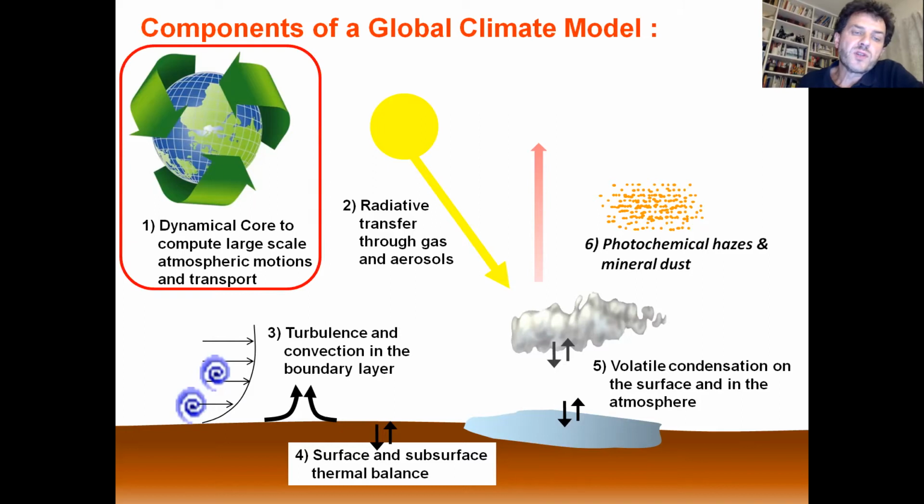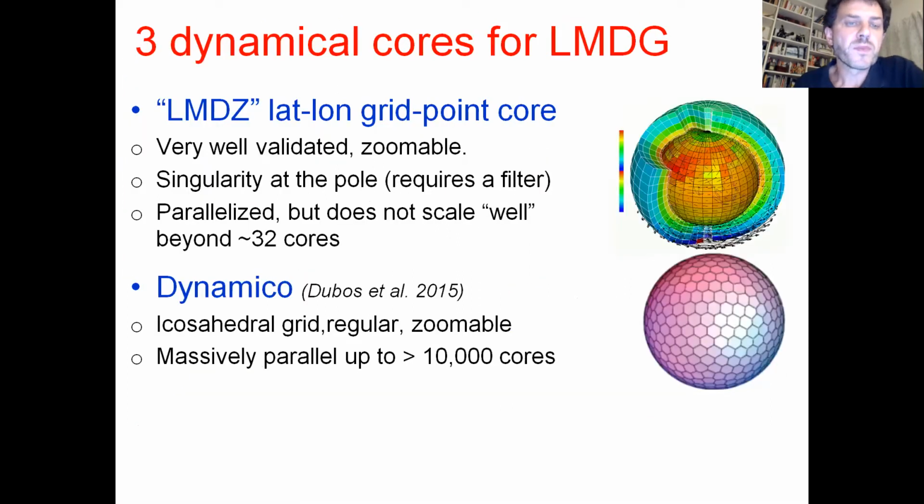First, let's start with the dynamical core. What do we use in the generic global climate model? Well, we use several dynamical cores. Historically, for most papers that we have been publishing, we've been using what we call the traditional LMDG latitude and longitude grid point core. So it's very well validated, but of course it has a problem. We have a singularity at the pole that requires a filter to deal with the very high resolution you can reach near the pole. It is parallelized, but it does not scale very well.